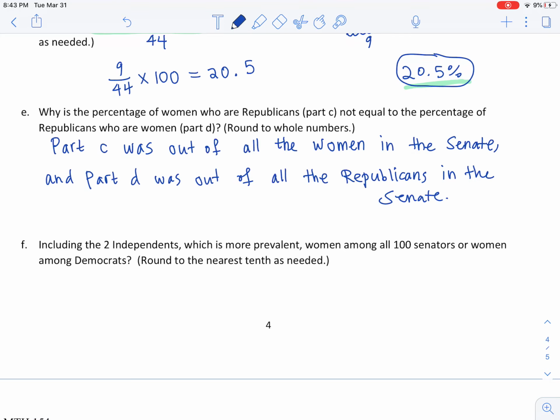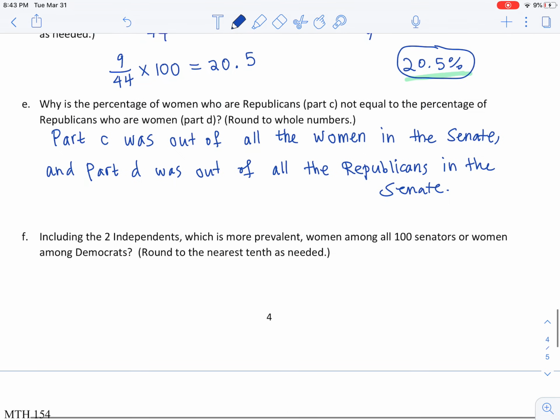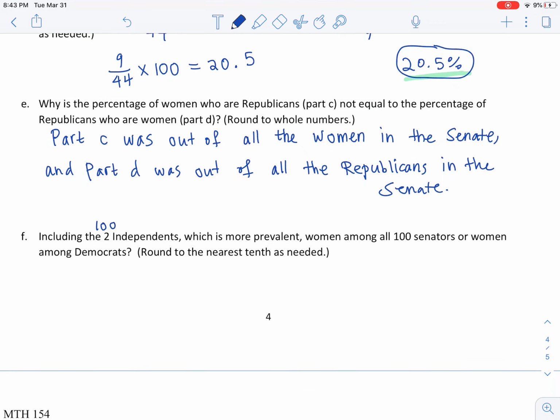All right, let's do the very last one for this table, including the 2 independents. Now, there were 98 altogether, Republican and Democrat, right? So if you add up those 2 more, we have 100 total. Which is more prevalent? Women among all 100 senators. So let's find that first.